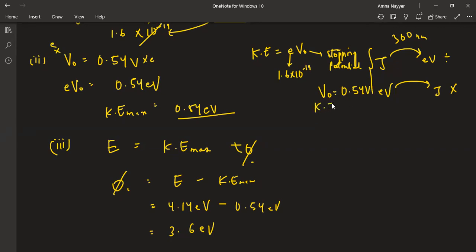Now kinetic energy is eV naught. So V naught is 0.54 volt. If you multiply it by the electronic charge, this is kinetic energy. That will make it 0.54 electron volt. If you further want to convert it into joules, because you want your final answer in joules, multiply by 1.6 into 10 to the power minus 19, and you will get your kinetic energy in joules also. Is this clear? Second part to others as well.